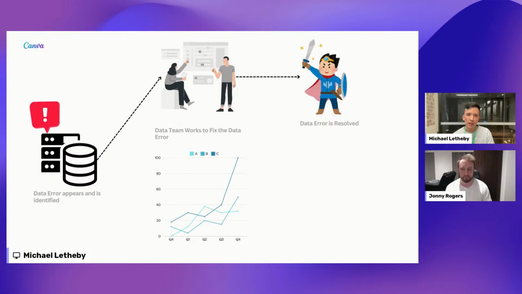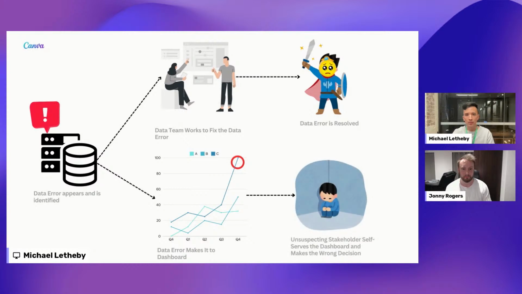But unfortunately, while the team was so focused on fixing the data error, the incorrect data was presented out to users who went ahead and used the data to make the wrong decision. And yeah, this is kind of like the worst case scenario, but it's definitely something that is front of mind with the team.